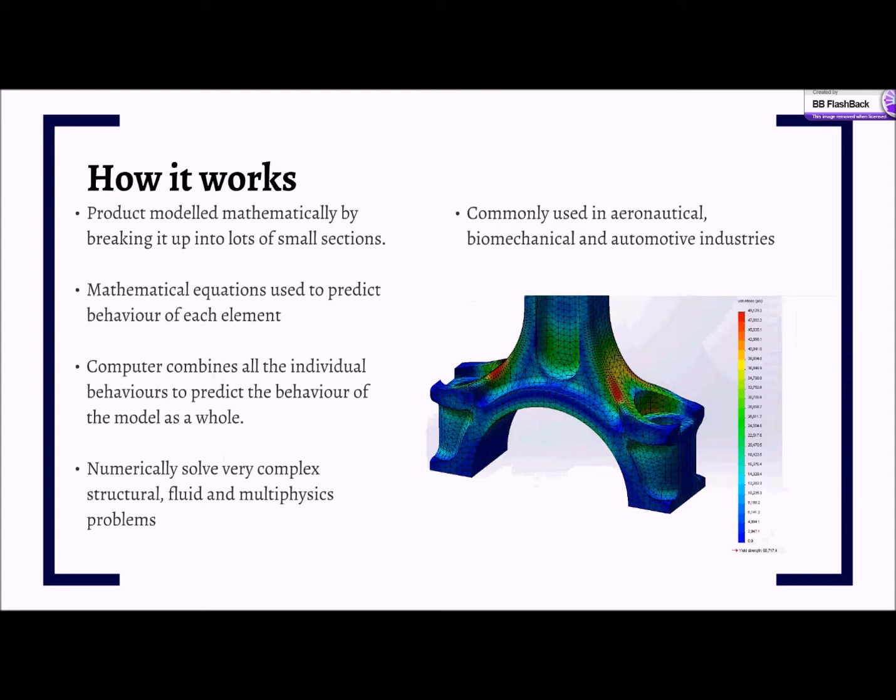Very complex objects and structures can be modelled this way, but by focusing on critical areas of the object and ignoring the less important parts, you get more information on the bits that matter and less non-essential information. This saves time, as very complex models take a very long time to analyse. The most common uses for FEA analysis are in the aeronautical, biomechanical and automotive industries.